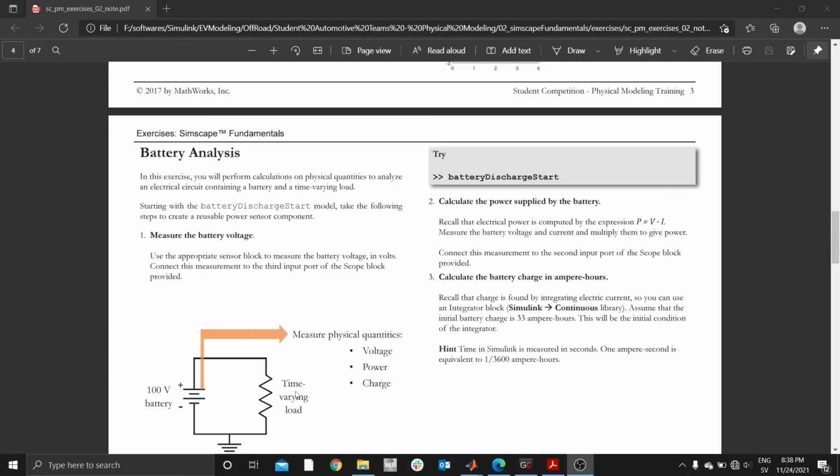The battery model has a time varying load that is connected. In this scenario I'm going to use a variable resistor that is connected to a battery of 100 volts. From here, we want to determine the voltage drop across the load, the power, and the charge. We are going to assume that the battery has an initial charge of 3 ampere hours.